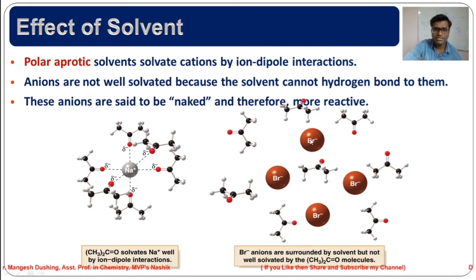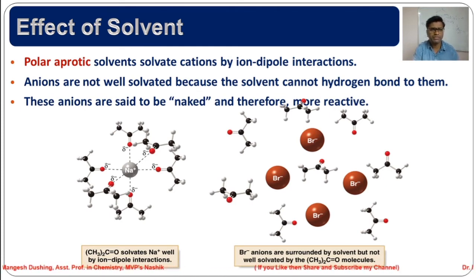But in the case of anions, which are negatively charged, for example Br minus, there are no exchangeable protons or electropositive hydrogen. So there is no hydrogen bonding in this case. So these Br minus are free to attack and become more reactive; that is called a naked nucleophile. So the rate of SN2 reactions will be higher in a polar aprotic solvent.